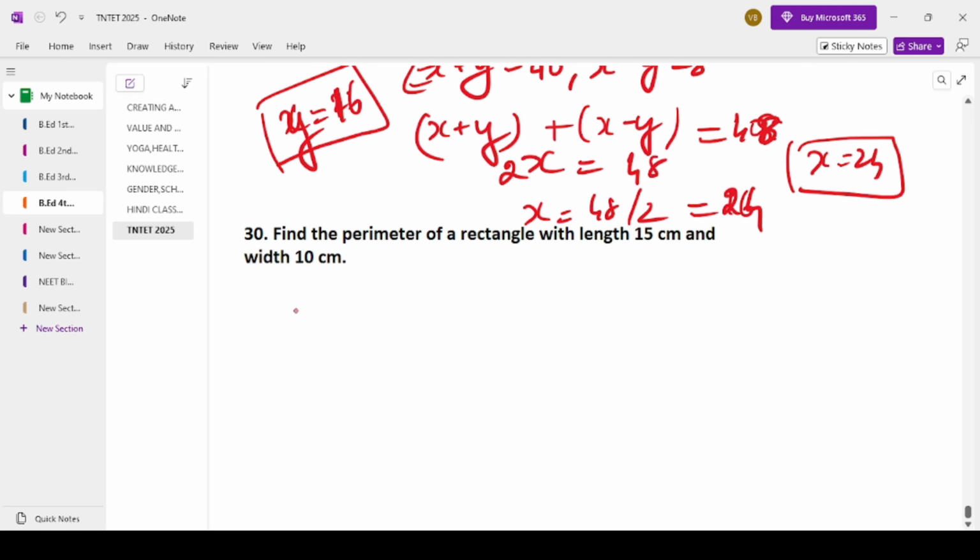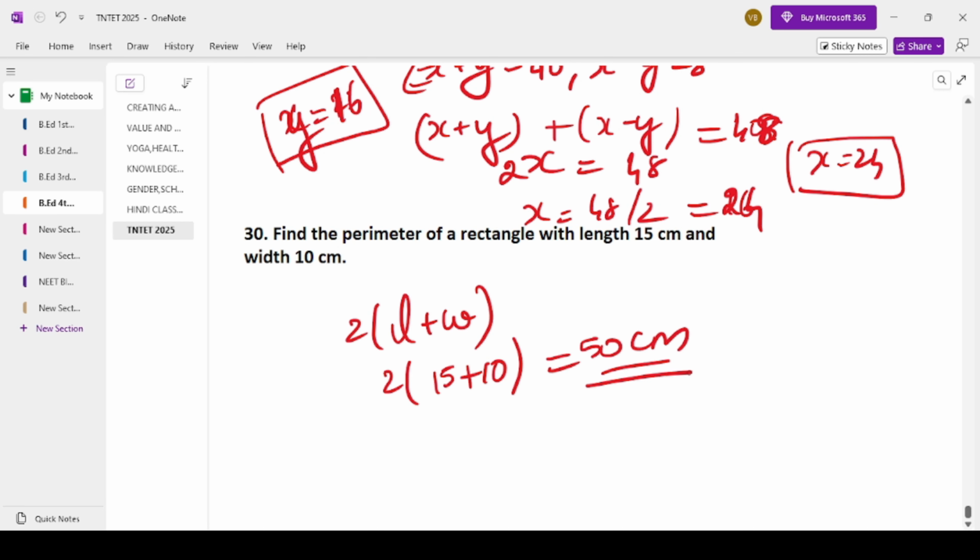Find the perimeter of a rectangle with length and width. Perimeter of a rectangle is going to be 2 into (15 plus 10), which gives you 50 centimeter. So this is the answer.